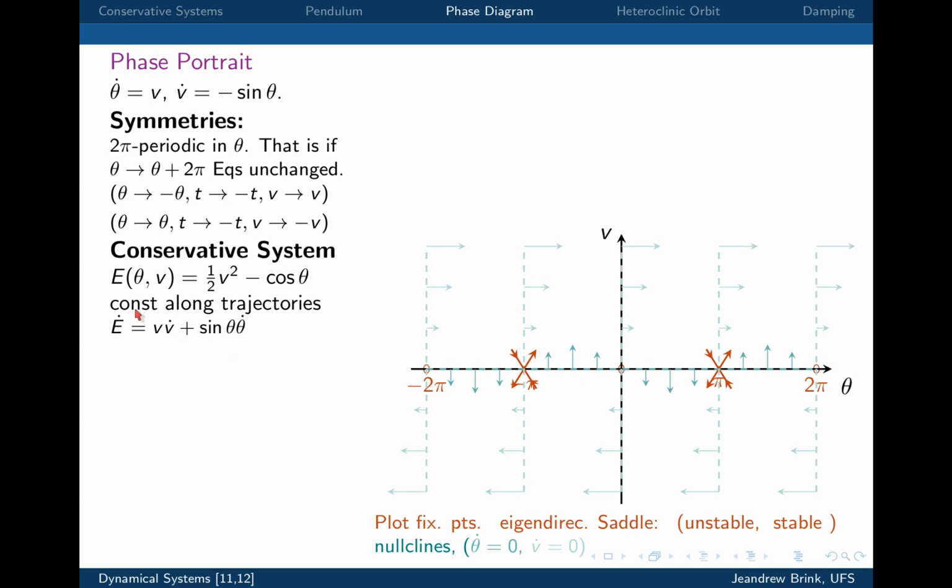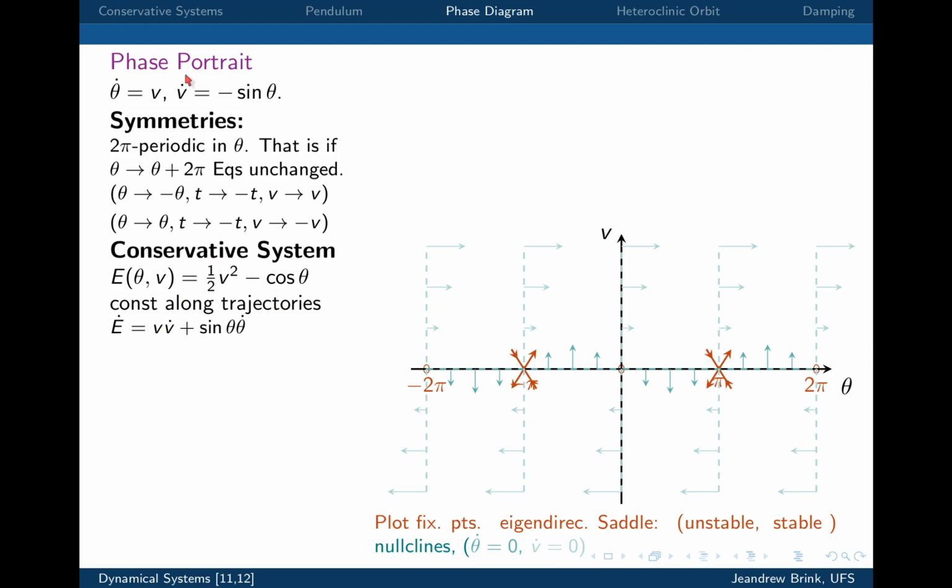I usually check that I've got the right thing and that I haven't made a stupid sign mistake by simply working it out, and I advise you to do the same. So we have E dot, which is basically the derivative with respect to tau of this thing, so it's v v dot plus the derivative with respect to theta of that thing. The derivative of cos theta is minus sine theta, so we're left with sine theta theta dot.